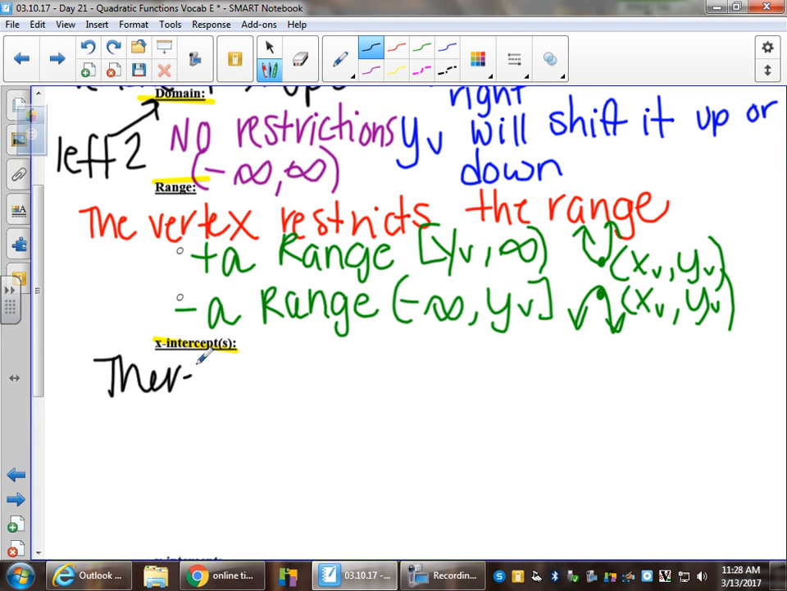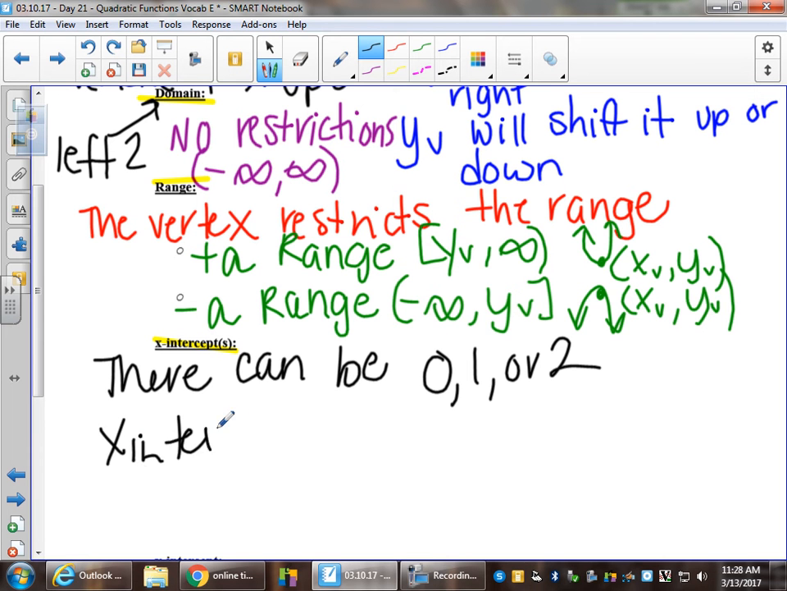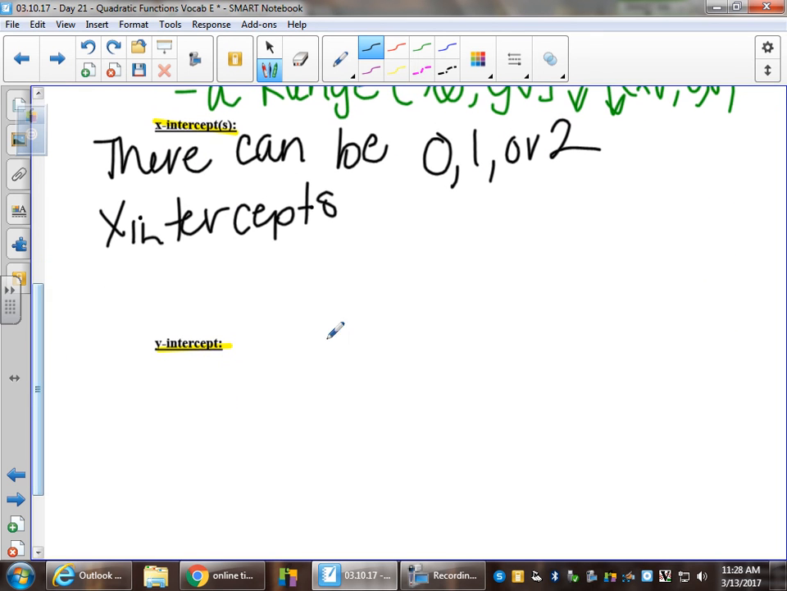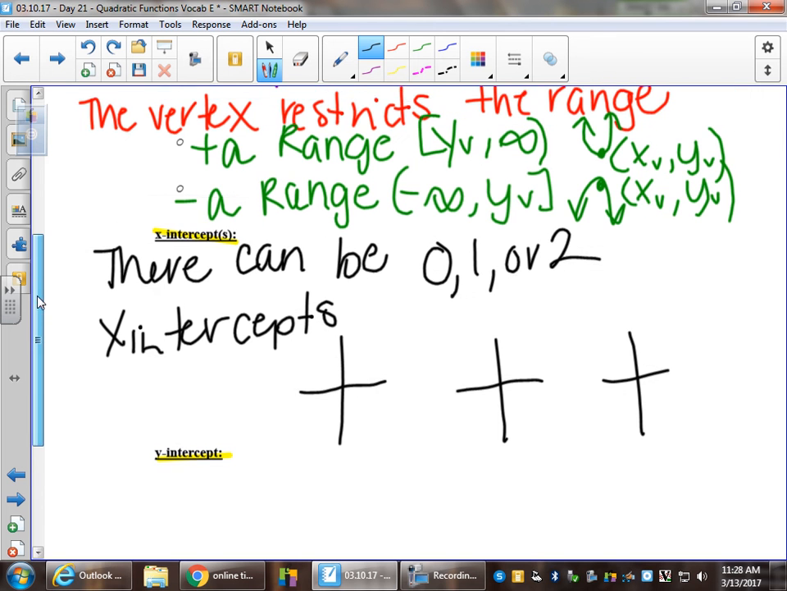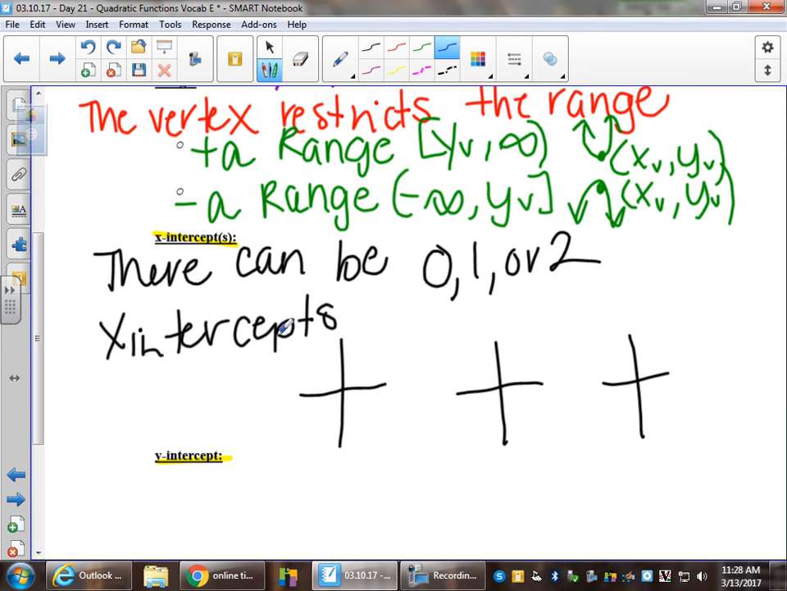X-intercepts, there can be 0, 1, or 2. X-intercepts. So I'm going to draw 3 graphs. I'll scroll back up. When you have a parabola that has 0 x-intercepts, an example of that, something like this, or something like this.